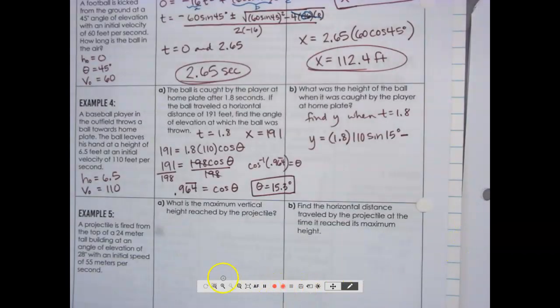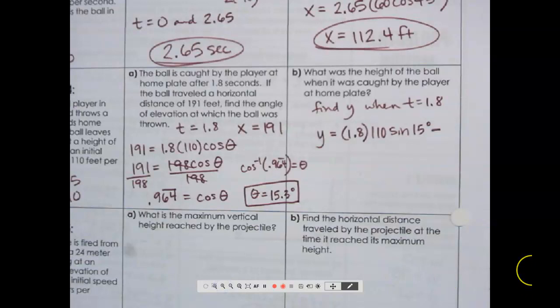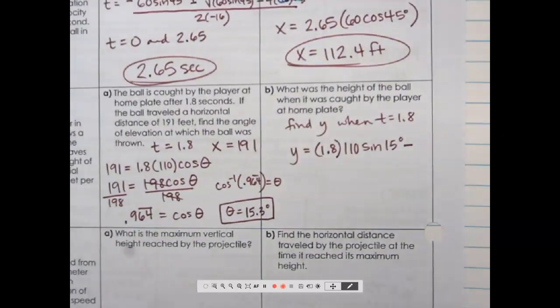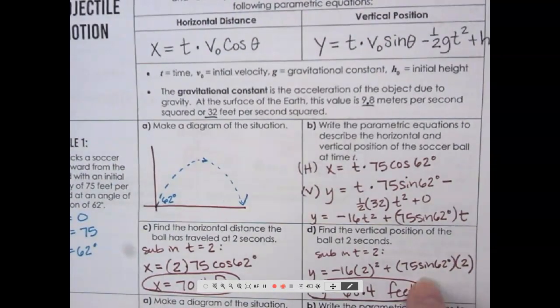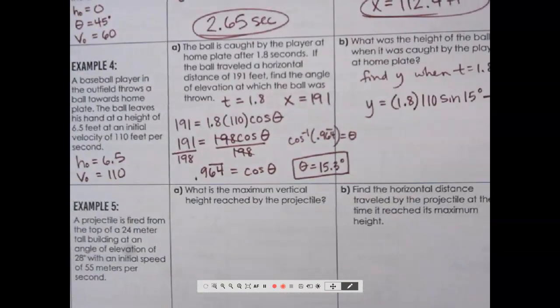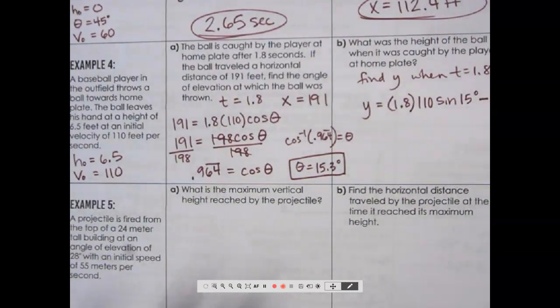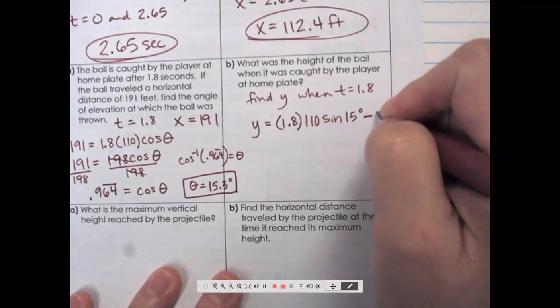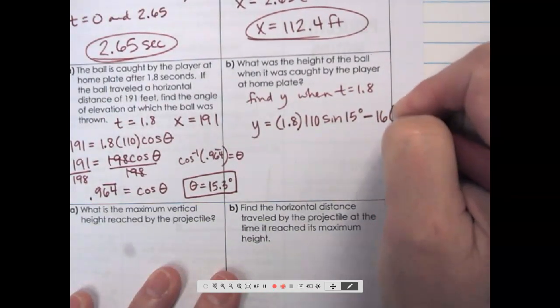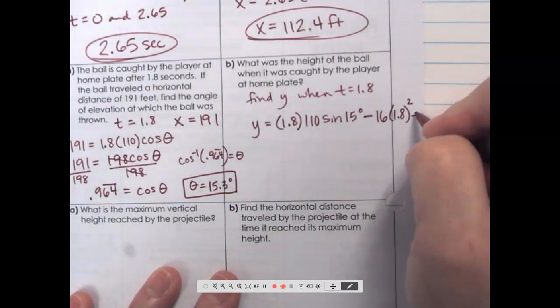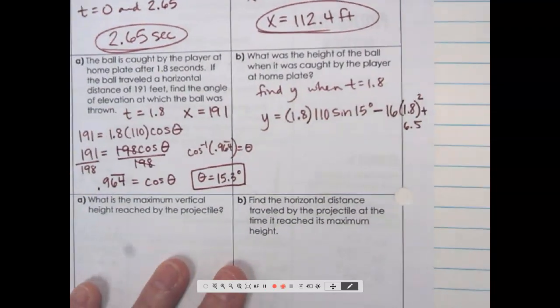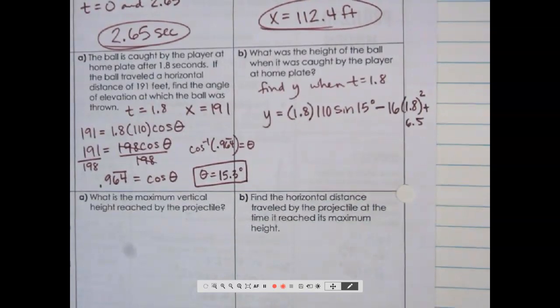All right, here we go. Let's finish up for these guys. Okay, so we were finding the vertical height after 1.8 seconds. Okay, so am I using the 32 or the 9.8 for gravity here? 32, because this is measured in feet. So 1/2 of 32 will be 16 t squared, and that initial height was 6.5. Okay, I think I got everything in there.